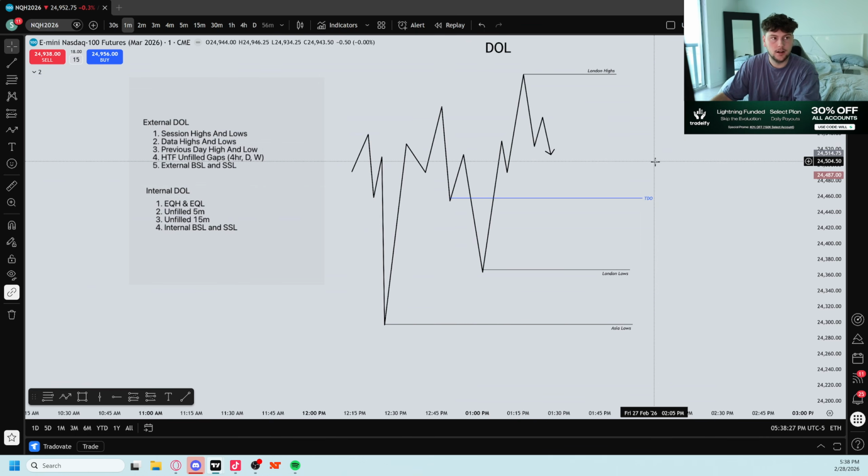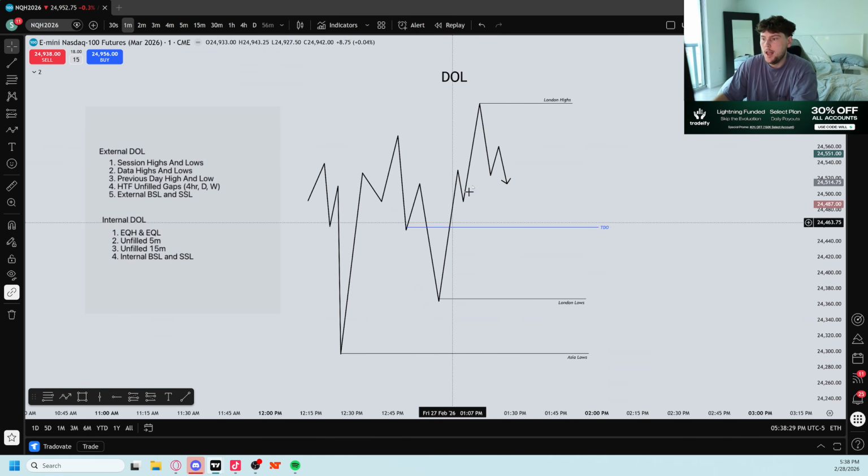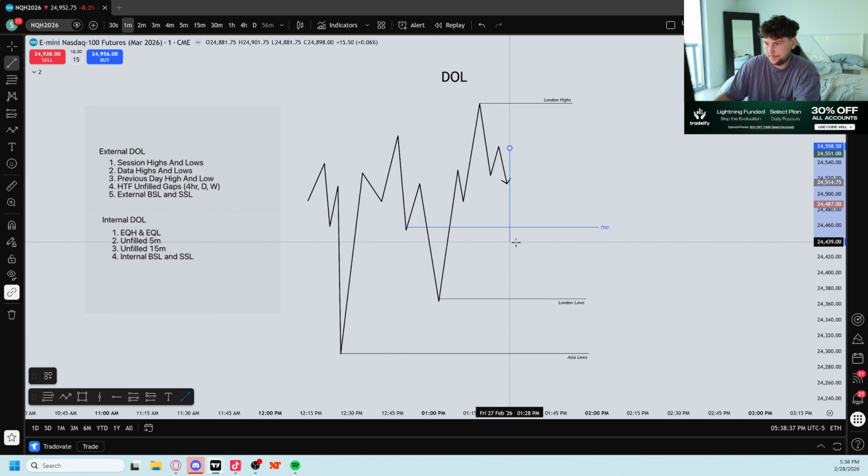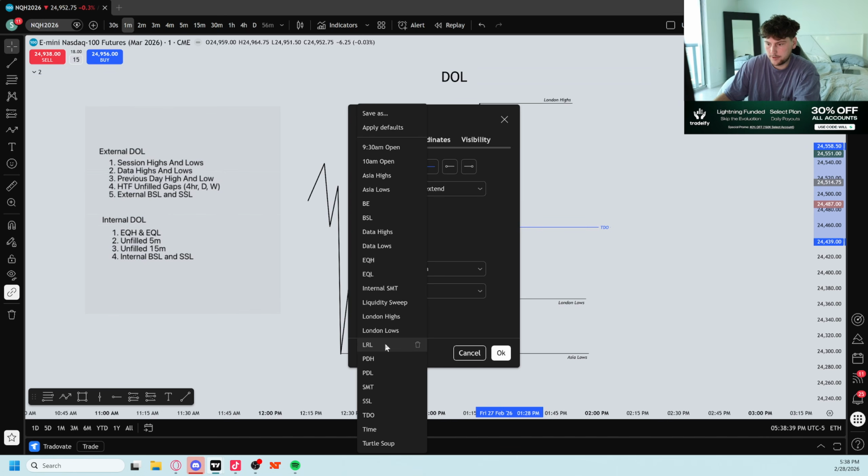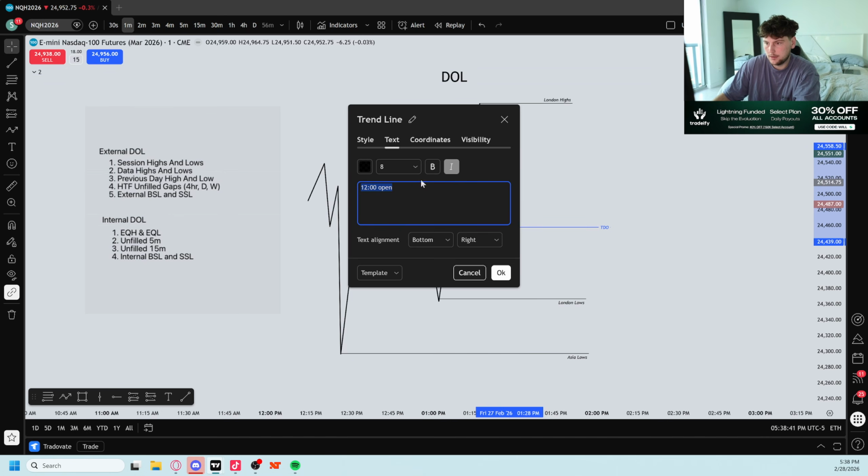That's kind of crazy. Anyway, right now in this scenario, most of the time you want to see price... let's actually just mark this out real quick. This is going to be our 9:30 open.